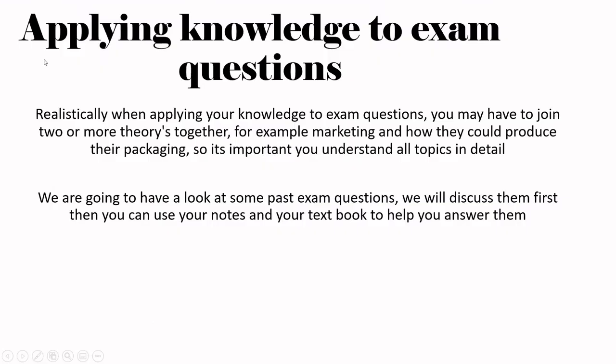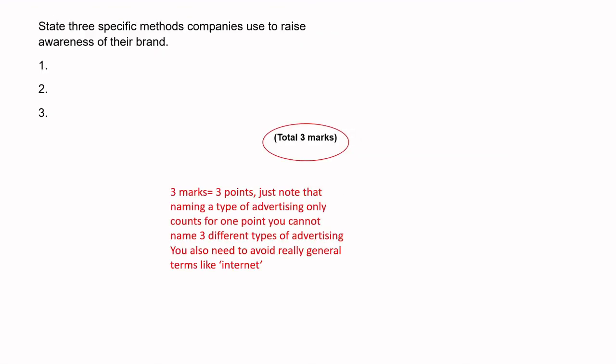Okay, so now we're going to have a look at some questions. This is probably going to end up on paper 2, but because marketing is linked again with things like product life cycle, it might spill over a little bit into paper 2 as well. So first question, state 3 specific methods companies use to raise awareness of their brand.